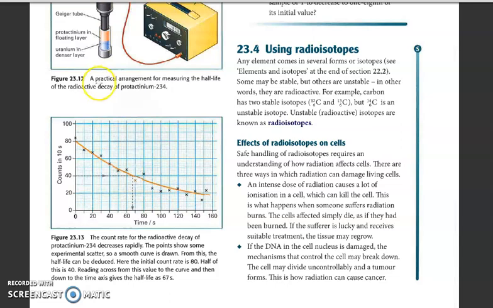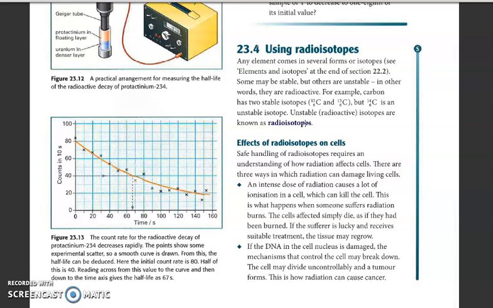For example, carbon has two stable isotopes, C-12 and C-13, but C-14 is an unstable isotope. When it is unstable, it is radioactive, and these are known as radioactive isotopes. So, the effect of radioactive isotopes on cells: we know that radiation is not good for cells because it may kill the cell.